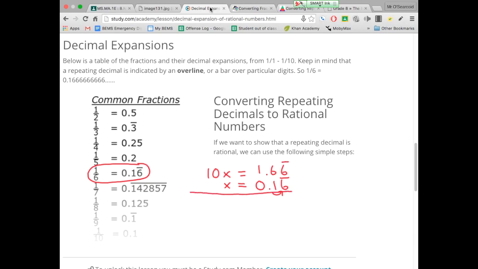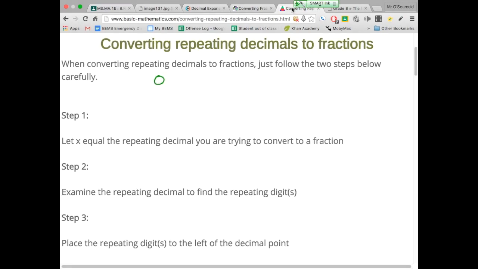The reason we want to do this is because we want to subtract the original equation from its multiple. When we subtract this, 6 repeating minus 6 repeating is just equal to 0. 6 minus 1 is 5, and we end up with 1.5 on the right side of the equation. On the left side of the equation, 10x minus x is 9x. And if we divide both sides by 9, we end up with x equals 1.5 over 9. Not something we like, so we multiply above and below by 10, giving us 15 over 90, which of course simplifies to 1/6.